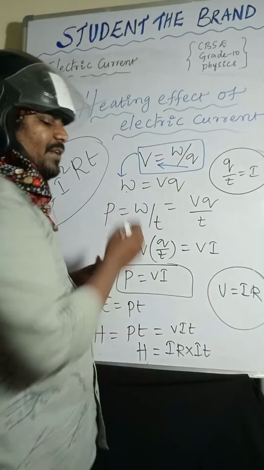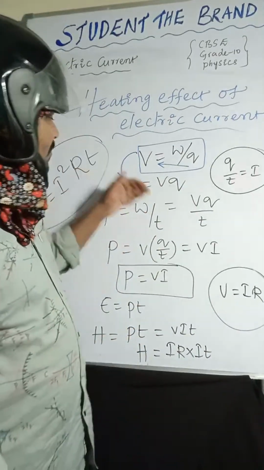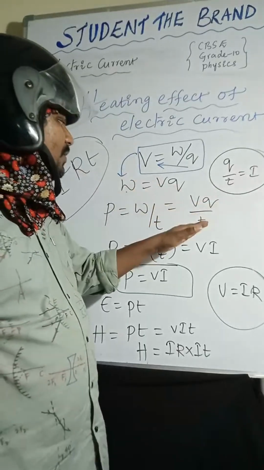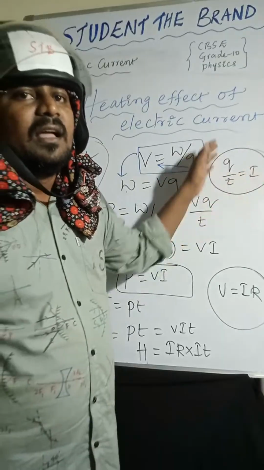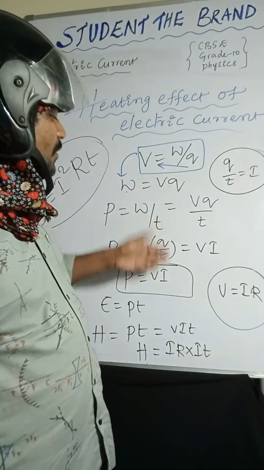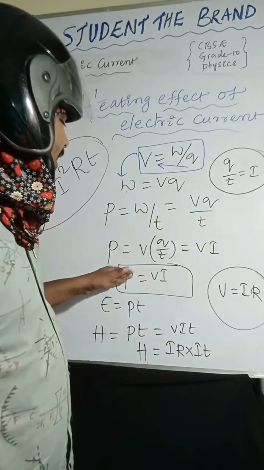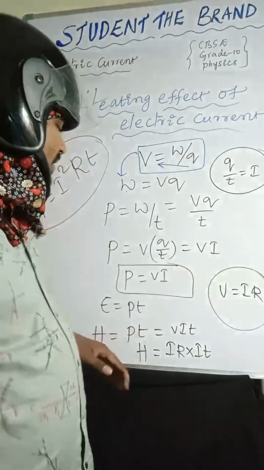We know electrical power equal to rate of doing work. So P equal to V into Q by T. The rate of flow of charge is called current. So P equal to V into Q by T is nothing but VI. P equal to VI, V equal to IR.